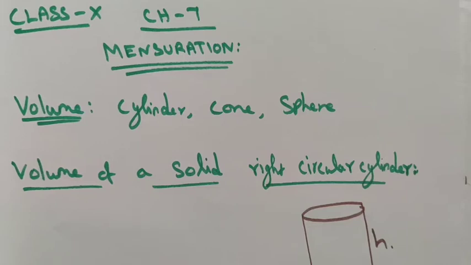Hi students, class 10, chapter 7, mensuration. Here we are going to see about the volume of cylinder, cone and sphere. In cylinder we have hollow and solid, and then in sphere we have sphere, hemisphere and hollow hemisphere. Let's see one by one.